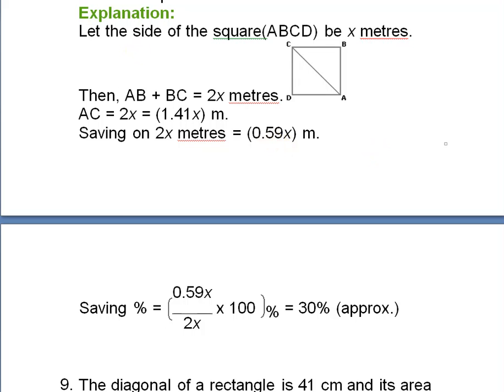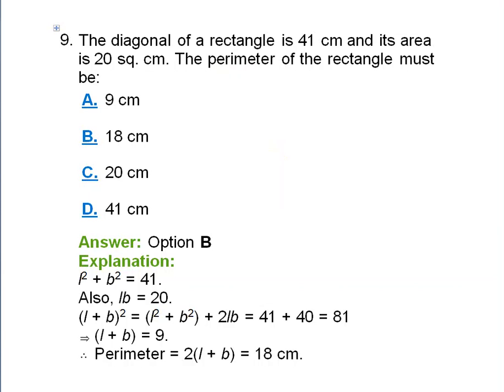The diagonal of a rectangle is √41 centimeter and its area is 20 square centimeter. The perimeter of the rectangle must be? So we know that length square plus breadth square equals 41, because the diagonal is already given, and length into breadth is 20, because the area is 20 in the question. Talking about a rectangle, I hope you have already learned the formulas explained in area part 1. So the area of a rectangle is length into breadth. That's why length into breadth equals 20.